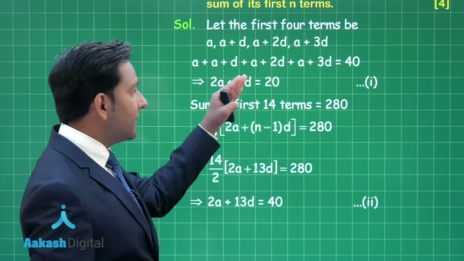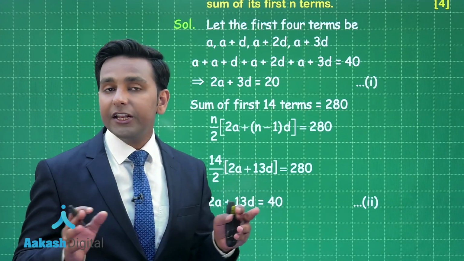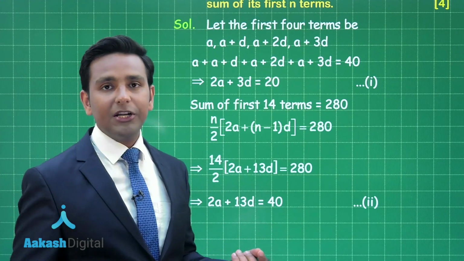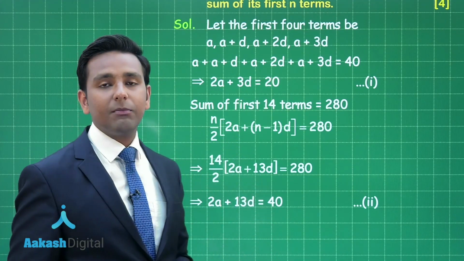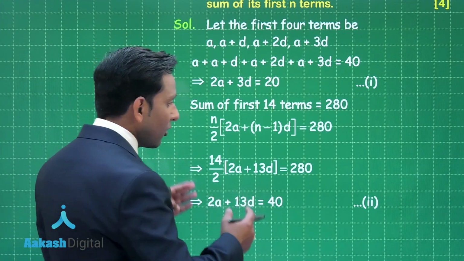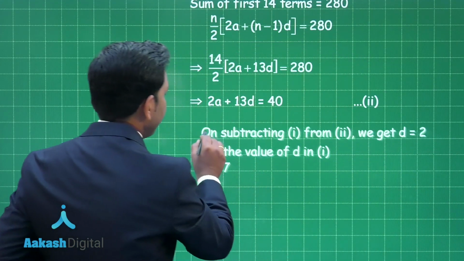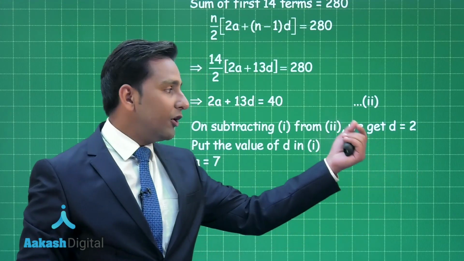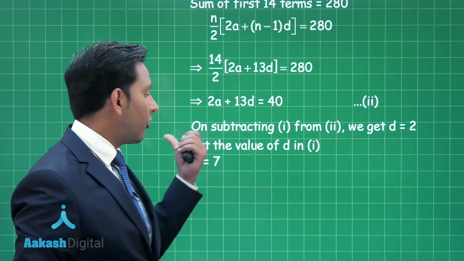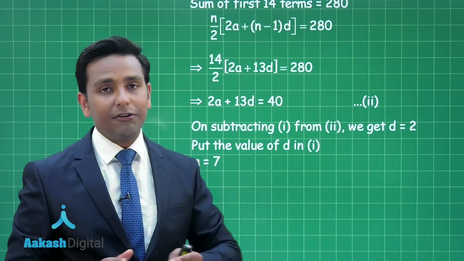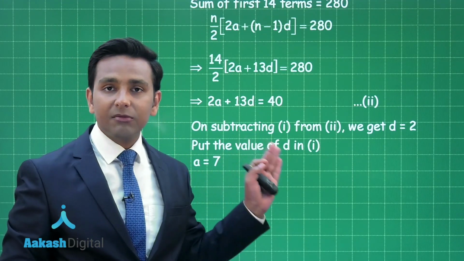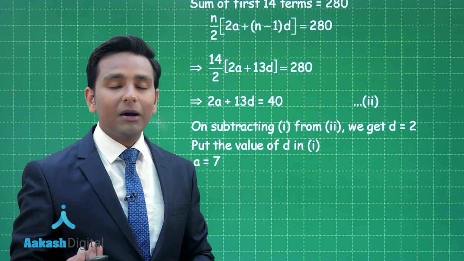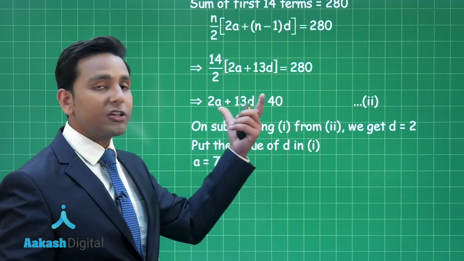Now we have to solve these 2 equations, because here we have a pair of linear equations in 2 variables. You can solve these 2 equations by either the substitution method or the elimination method, or you can also solve them by the cross multiplication method. And after solving these 2 equations, you will obtain the value of d, which is equal to 2. When you put the value of d in equation number 1, you will obtain the value of a as 7. Now you have the first term of this arithmetic progression as well as the common difference. Now you can obtain any term and the sum of any number of terms for the given arithmetic progression.